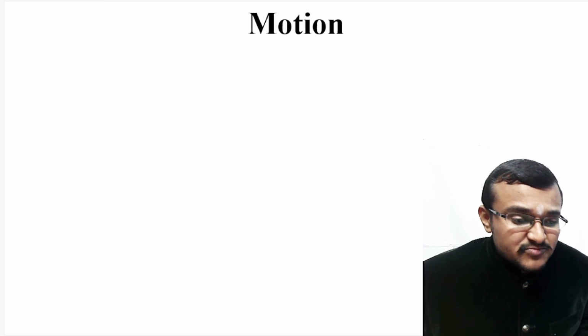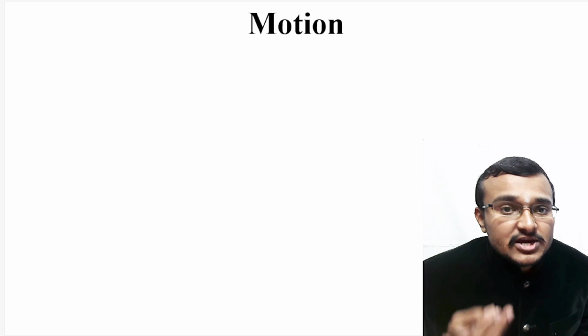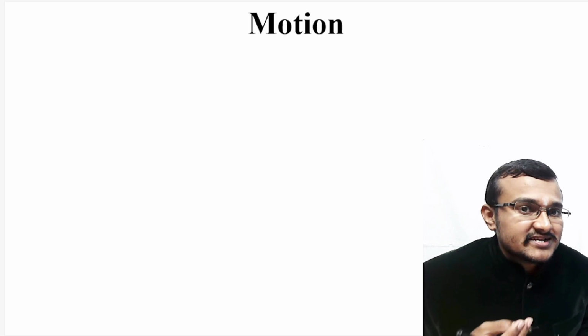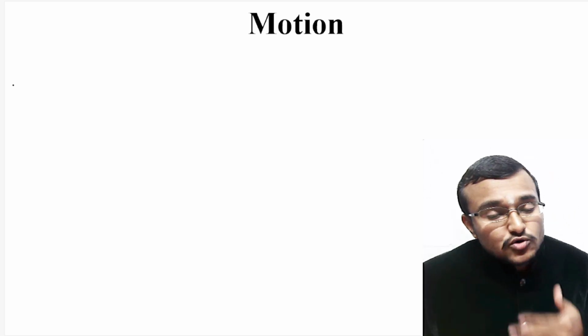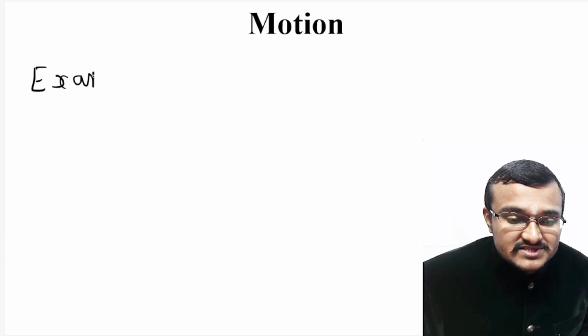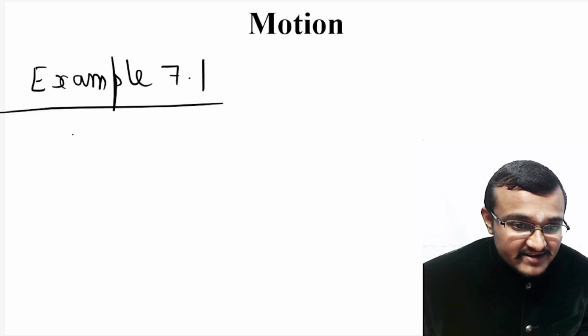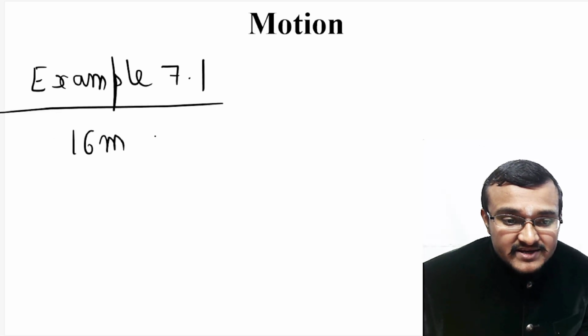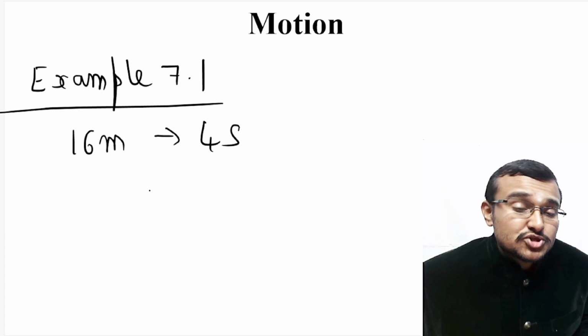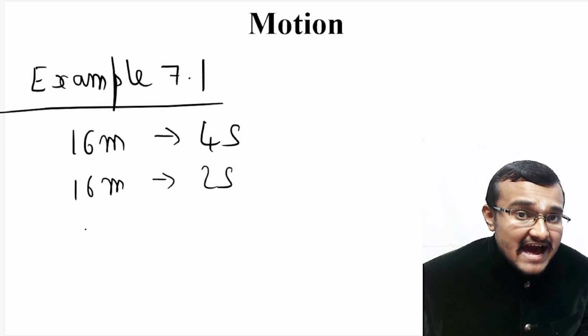So based on these velocity, speed, and acceleration concepts, you have certain problems which are discussed in this chapter. So I'll go on solving those problems. Coming to example 7.1, which is there in this chapter. In example 7.1, an object is covering 16 meter in 4 seconds. The next 16 meter it is covering in 2 seconds. Now you should calculate the average speed.